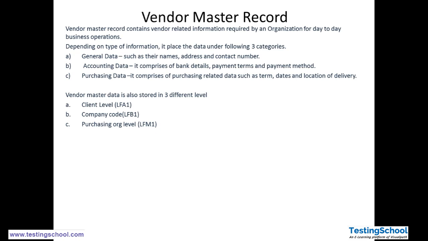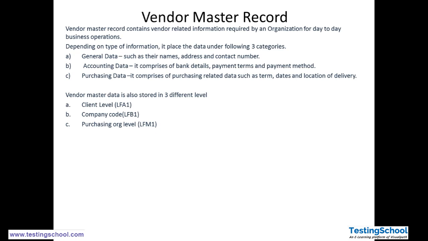General data such as vendor name, address and contact number. Accounting data comprises bank details, payment systems and payment methods. So this basically deals with the vendor's account number, the vendor's preferred payment mode, and the terms of payment: how much you have to put in advance, how much we can pay later, and how much we have to pay after selling the goods.